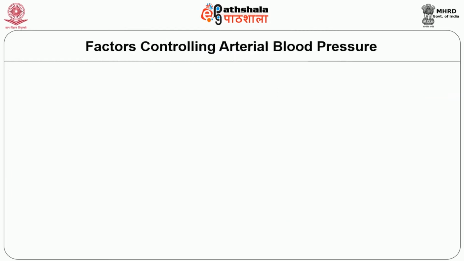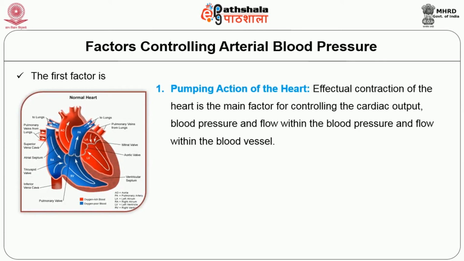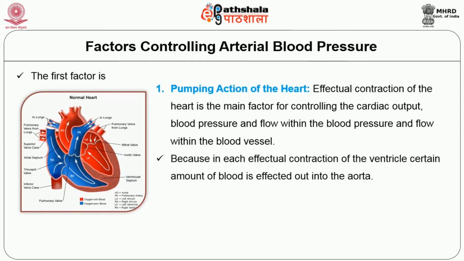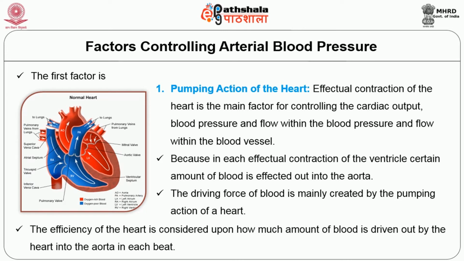Next, we move on to the factors controlling arterial blood pressure. The first factor is the pumping action of the heart. Effectual contraction of the heart is the main factor for controlling the cardiac output, blood pressure, and flow within the blood vessel. Because in each effectual contraction of the ventricle, a certain amount of blood is ejected out into the aorta. The driving force of blood is mainly created by the pumping action of the heart. The efficiency of the heart is judged upon how much blood is driven out by the heart into the aorta in each beat.